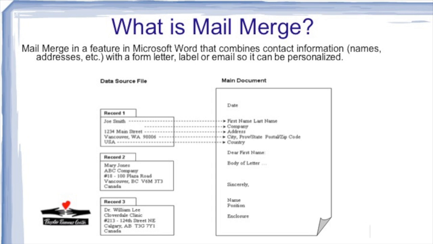What is mail merge? Mail merge is a feature in Microsoft Word that combines contact information, names or addresses or other information that could be in a database, could be in an Excel file, and puts it into a Word document, either a letter or a label, so that you can personalize the letter or label.